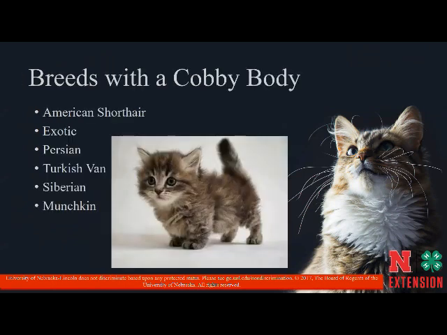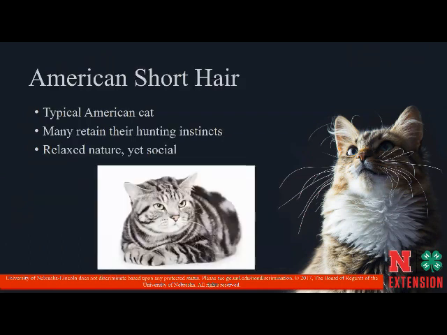It was Cleo. Breeds with a cobby body include the American Shorthair, the Exotic, the Persian, the Turkish Van, the Siberian, and the Munchkin. The American Shorthair was formerly known as the domestic Shorthair. It's a typical American cat, and many retain their hunting instincts. They're relaxed naturally and yet social, so they're a very easy cat to live with. There's a lot of American Shorthairs in the United States. It's a common pet.